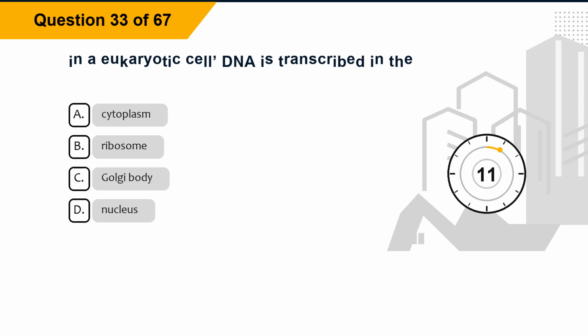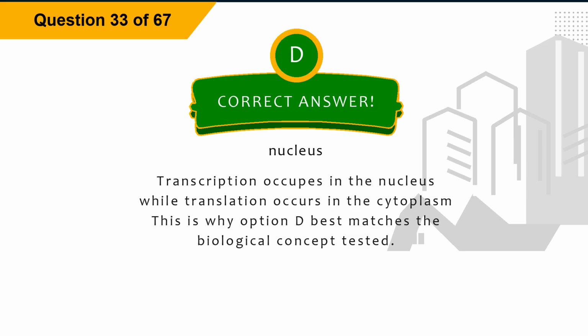Question 33. In a eukaryotic cell, DNA is transcribed in the: option A, cytoplasm; option B, ribosome; option C, Golgi body; option D, nucleus. The correct answer is option D, nucleus. Explanation: transcription occurs in the nucleus while translation occurs in the cytoplasm. This is why option D best matches the biological concept tested.